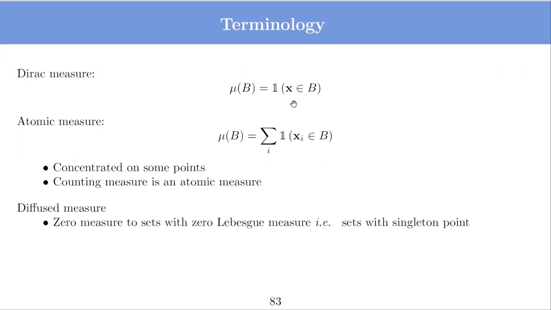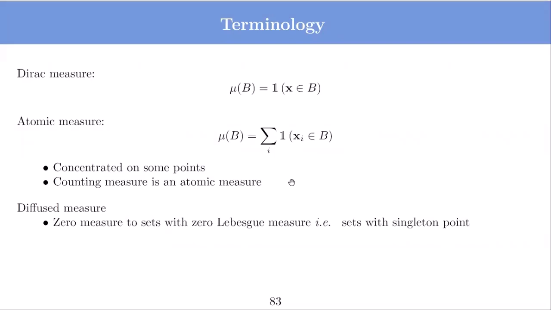An atomic measure is a summation of some Dirac measures. It is in the following format. It is concentrated on some points, so that if B contains those points, then it will get some non-zero value. And if B does not contain any of these predefined points, then this measure is 0. So it is concentrated on some points, and for the rest of the locations it will give you a 0 value, no matter how you take any set of a very large Lebesgue measure. A counting measure is also an atomic measure, because this is how a counting measure is defined.